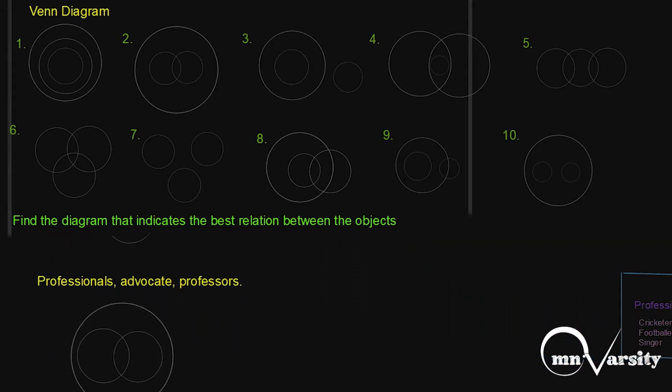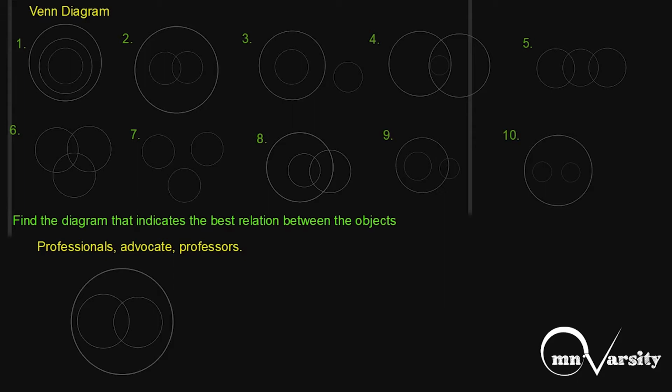The next three objects are professionals, advocate and professors. We know that both advocate and professors are professionals. So the bigger circle I'm assigning to professionals. Now, advocates can be professors too, and professors can be advocates too.